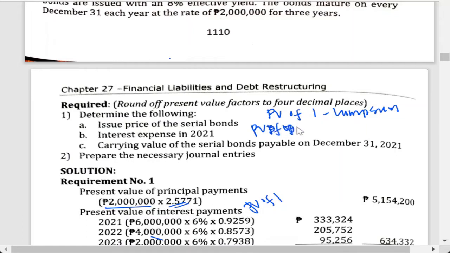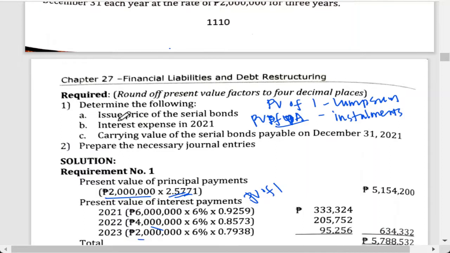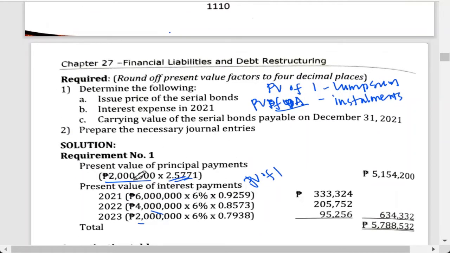ordinary annuity of 1 if it is installments. So since ang atong principal here is installments siya, magamit ang present value of ordinary annuity, that's why the factor here is 2.5771. So if you're going to check that using the calculator, you will arrive at this factor. So you will get 5,154,200. Let's go to the present value of the interest payment.